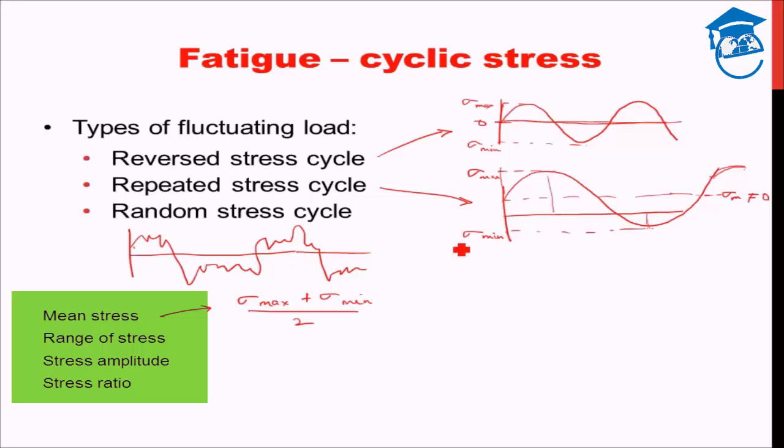Range of stress is this whole length, the difference between maximum and minimum, sigma max minus sigma min. This is the range of stress. Okay, stress amplitude is the amplitude of stress. So the amplitude of stress will be range of stress upon 2, or sigma max minus sigma min upon 2.